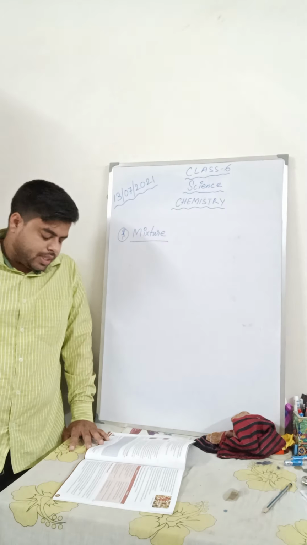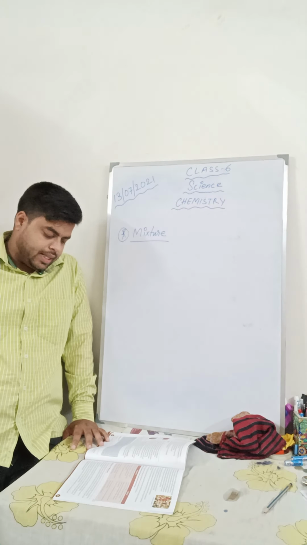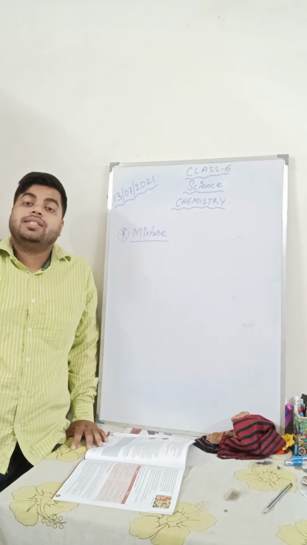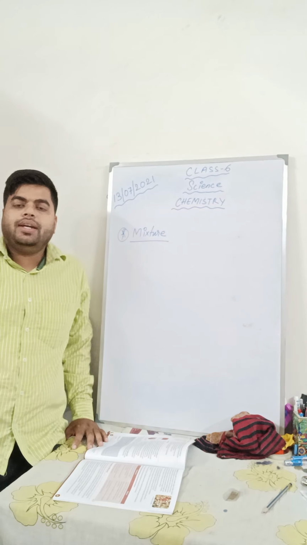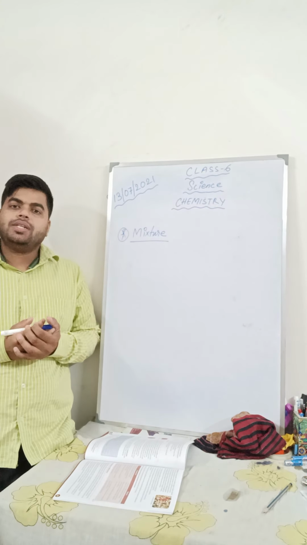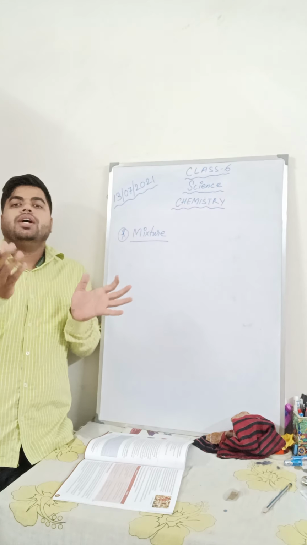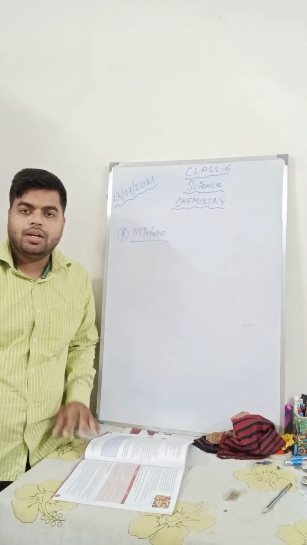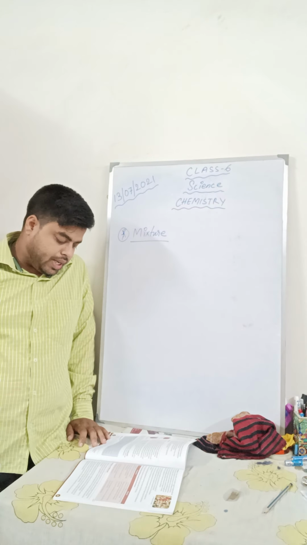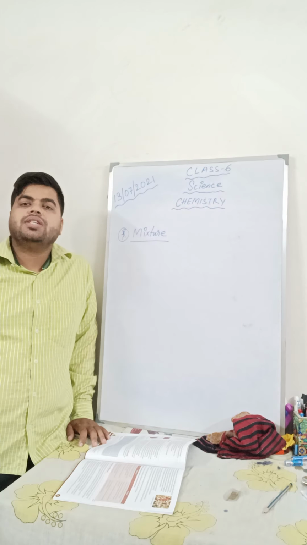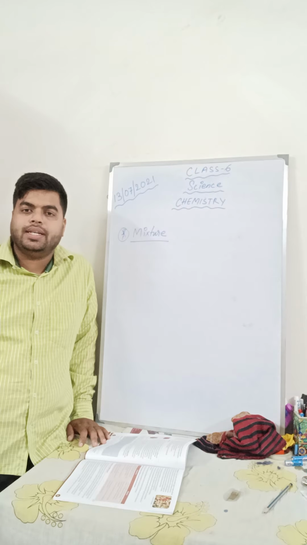A mixture is a substance that contains two or more different substances. It can be elements, it can be compounds, or it can be both. So a mixture is that substance in which you will find a combination of different elements, different compounds, or maybe a combination of elements as well as compounds, mixed together in such a way that no chemical change occurs between them. That means there is no chemical change in it.